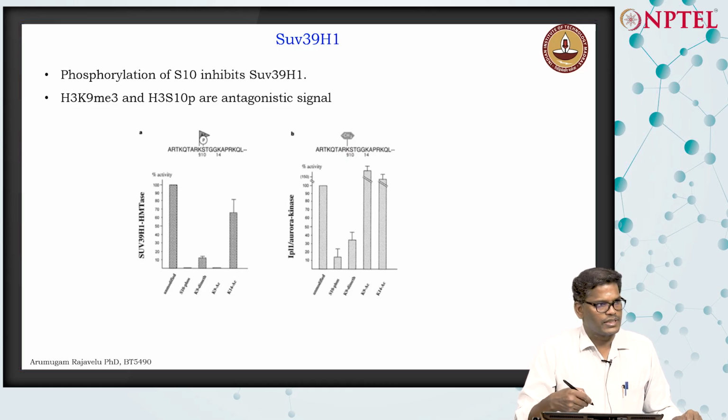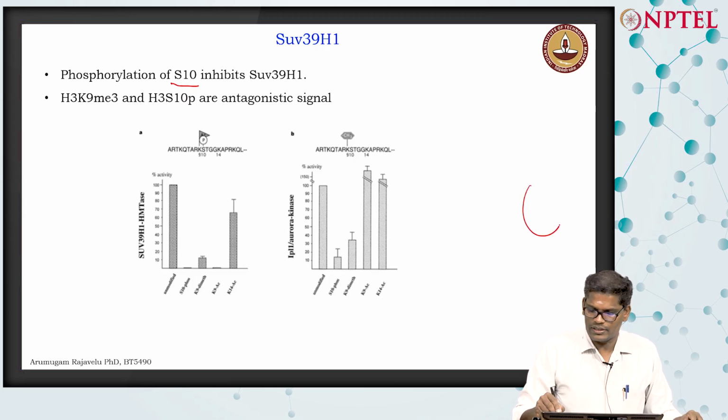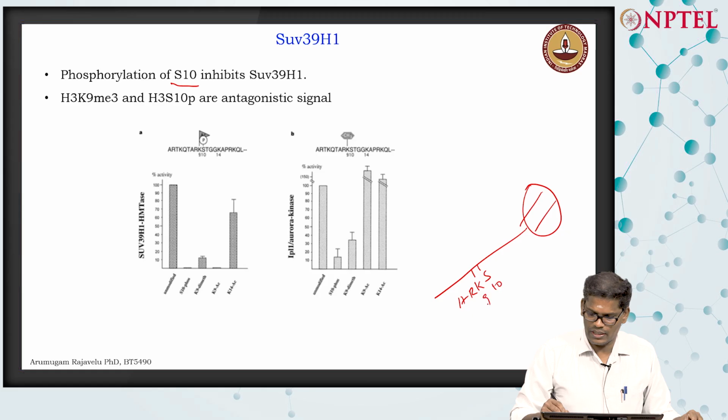Then during these biochemistry assays, they identified, as I explained in one of the earlier classes as well, that histone phosphorylation functions as an antagonistic signal for this repressive mark. If you recollect the nucleosome structure mechanisms I explained, this is lysine 9, and this is the ARKS sequence, right? So these are the 9th and 10th positions. When this serine 10 is phosphorylated, it does not allow methylation at this position by this enzyme. And this is the biochemistry assay.